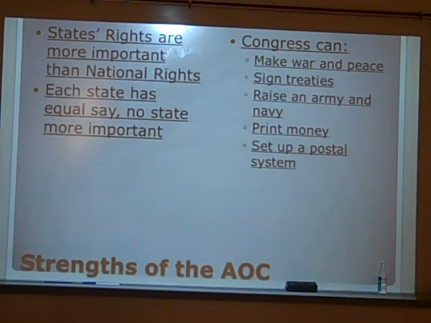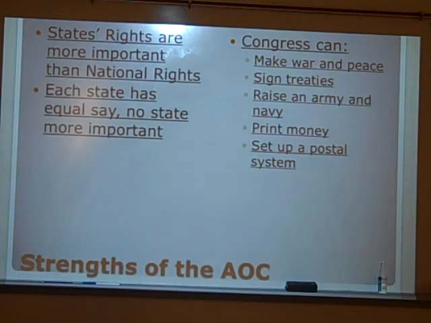Congress can only do these things, which really and truly is very little. They can make war and peace. We can declare war, but they couldn't draft an army to fight the war. They could sign treaties. Hopefully, we don't have that issue. They could raise an army and navy, but when they raise it, they say, "Hey, state Virginia, can you send 1,000 troops? South Carolina, can you send 1,000?" Try to recruit an army that way. They could print money, but each state also had their own money because they were their own country, kind of, sort of, as well. And they could set up a postal system.